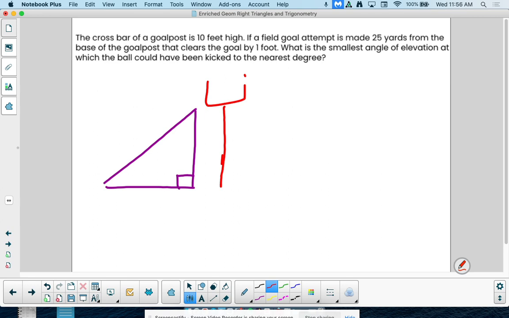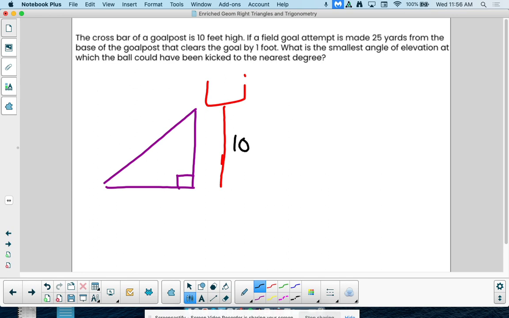So if that's 10 feet high, where am I putting 10? On the side. And then it says a field goal attempt is made 25 yards from the base of the goal post. Isn't that the hypotenuse? Where is your kicker going to kick it? The bottom, right? But do you guys see how we have yards and feet? I have 10 feet and 25 yards. I've got to convert one of them.